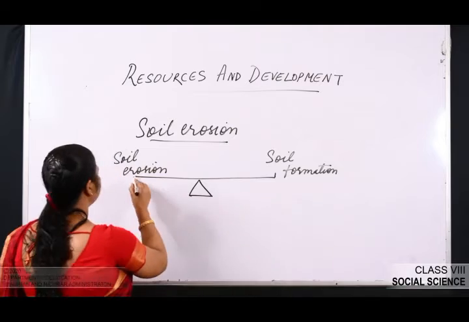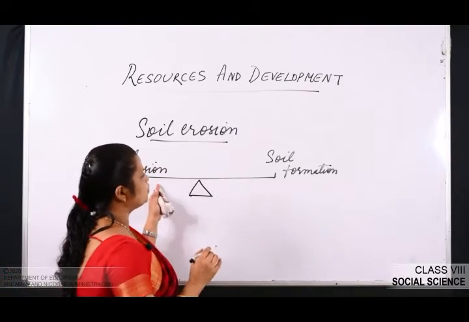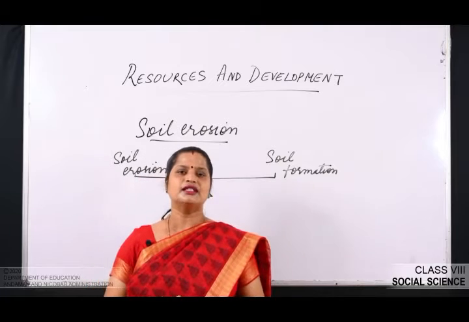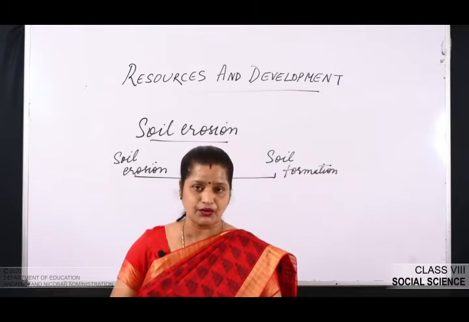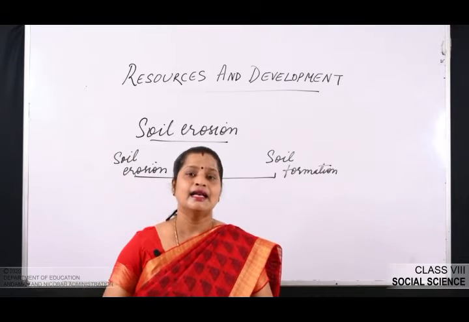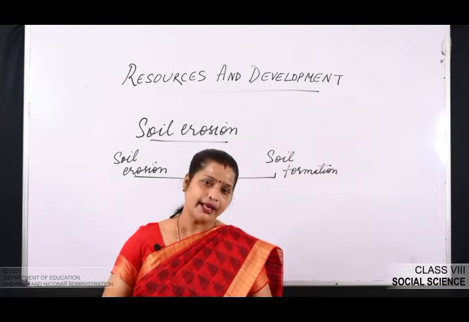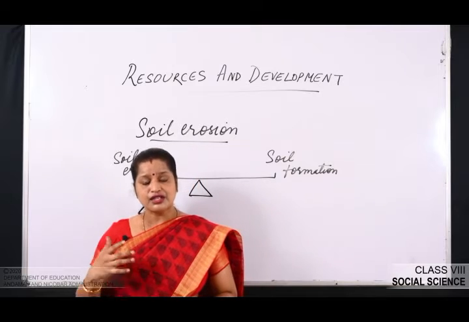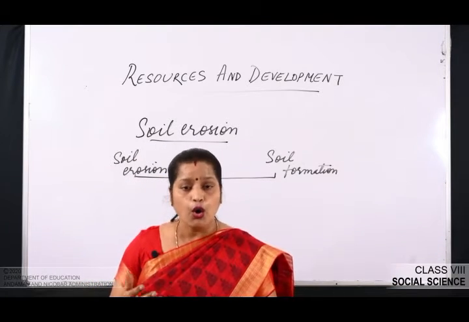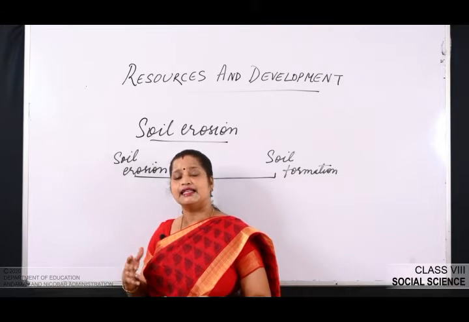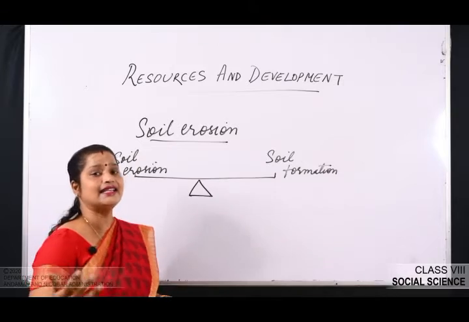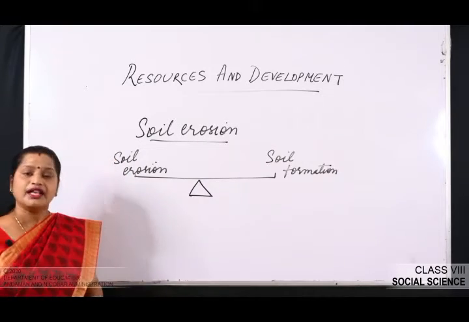So, there was always a balance between soil erosion and soil formation. But nowadays, after the interference of excess human activities, this balance has been disturbed. If you see human activities, especially deforestation, overgrazing, construction and mining, they have all increased the pace of soil erosion.